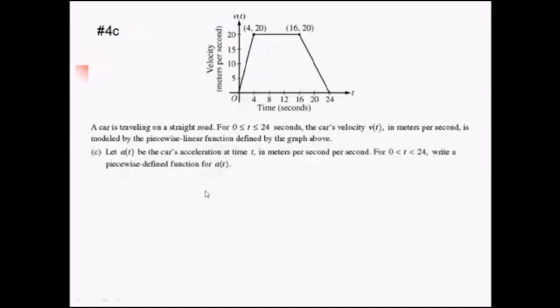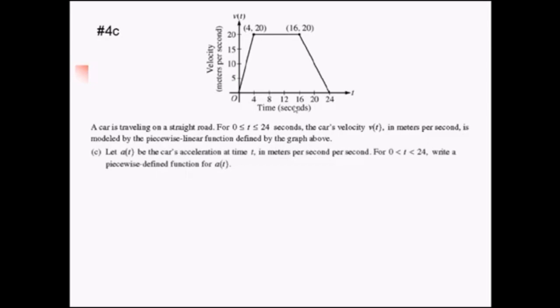For part C of number 4, let a of t be the car's acceleration. For 0 to 24, write a piecewise defined function for a of t. So we're essentially trying to write a function for the slope of this graph up here. Since these are lines, we just need to figure out the slope of each line, and we also have to find the intervals.